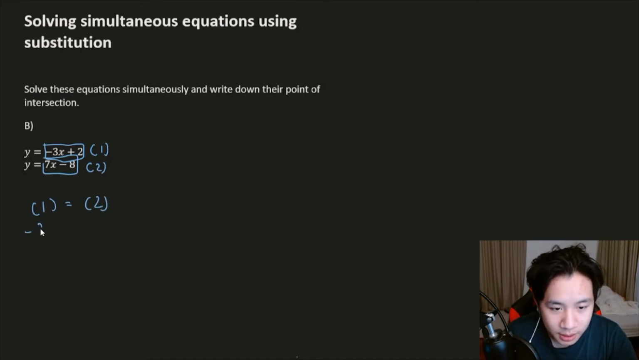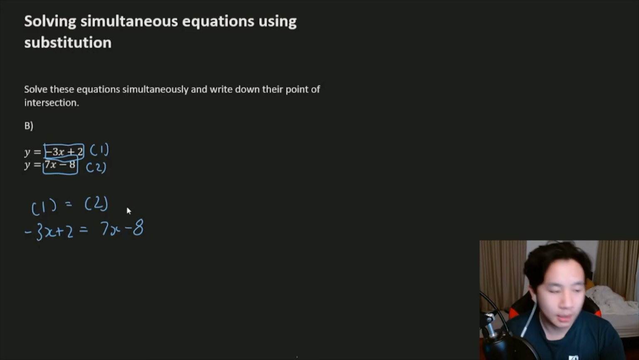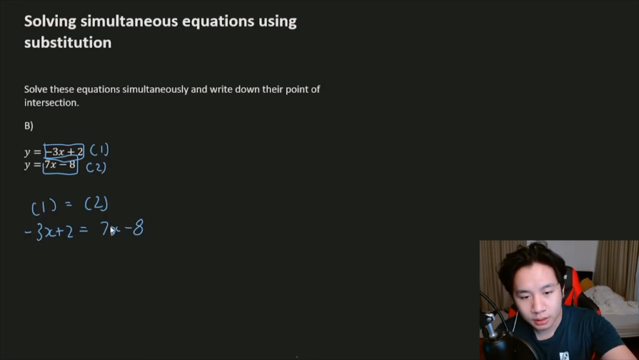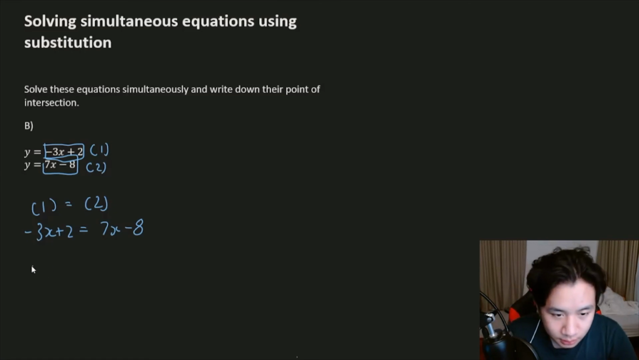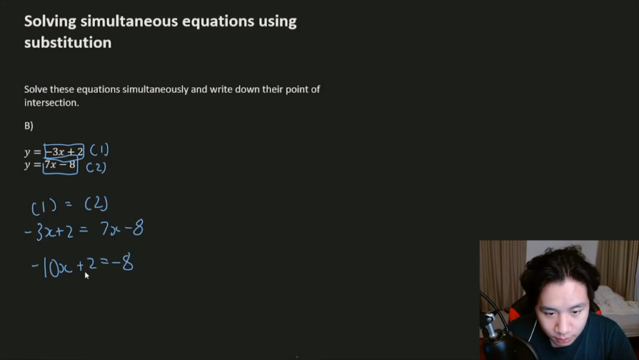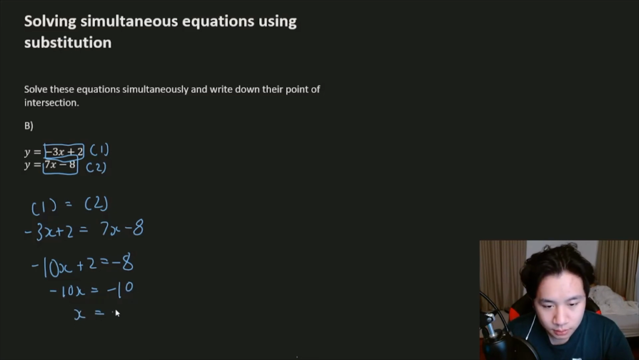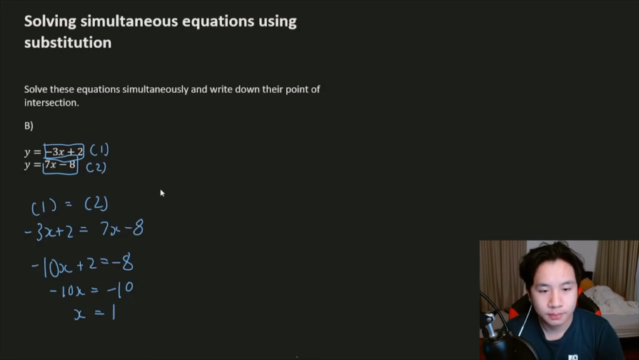And so minus 3x plus 2 is equal to 7x minus 8. And then I just need to solve this equation to find out what x is. So I'm going to bring 7x over to this side first. So minus 10x plus 2 equals minus 8. Bring the 2 over, so minus 10x is equal to minus 10. And then divide both sides by minus 10. So we have x is equal to 1. That's our x.